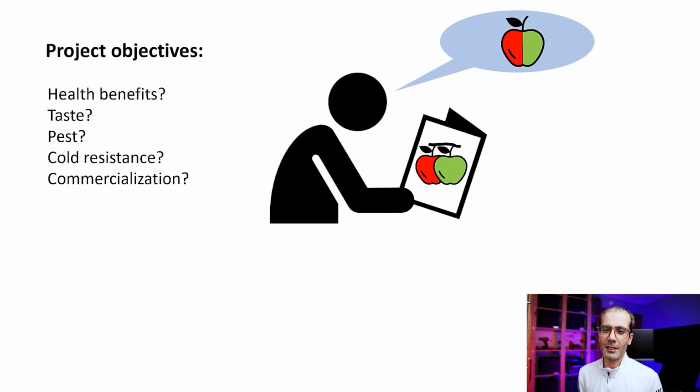So the objectives might be the health benefit, the taste. Do we know if this new apple can resist the common pests that we have for the normal apples? How about the cold resistance? Do we know if we keep this apple in a cold area, they can cultivate it and have it, right? How about the commercialization? Do we know if the cost of making such an apple is better? So these are all the things that we can have for the objectives of this project, right?